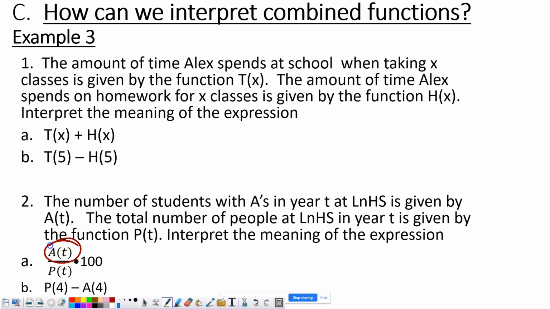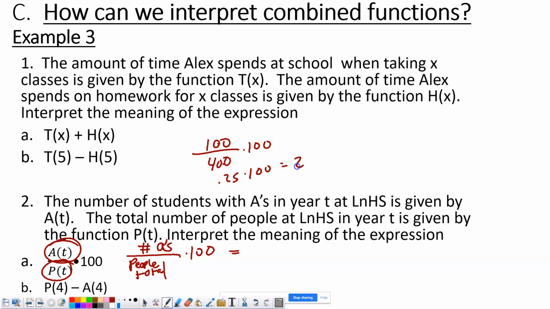So we're taking the number of people that have A's and the total number of people at school, and we're dividing it and multiplying it by 100. Now that's kind of tricky. What would that mean? So let's say that there were 100 people that had A's, but there were 400 people at the school, and we multiply this by 100. Well, 100 divided by 400 is 0.25, and if we multiply that by 100, we get 25.